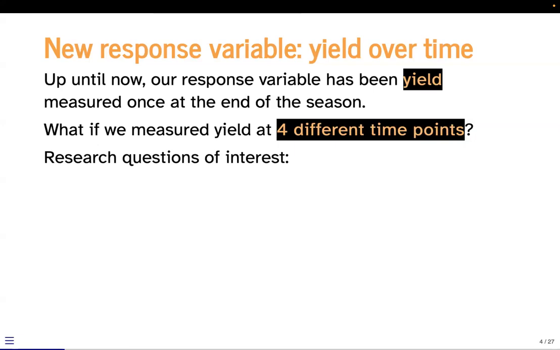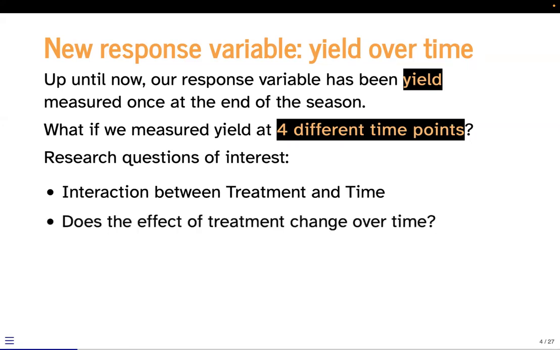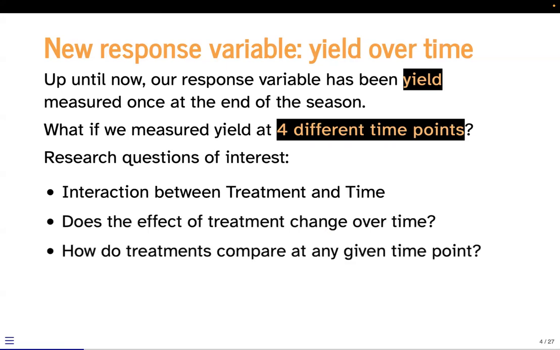And then we have this new research question, which is: is there an interaction between treatment, in our case nitrogen potassium rates, and time? So harvest time in this case. And does the treatment effect change over time? So am I getting more or less yield as I make multiple harvests? Or maybe how do treatments compare at any given time point?